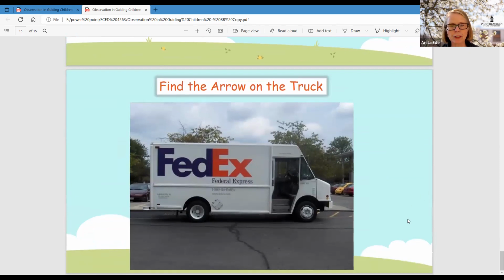And this is just a fun one. Can you observe and find the arrow on the truck? I'm not going to show it to you. I'm sure most of you see it. If not, just keep looking at it and you will see it.